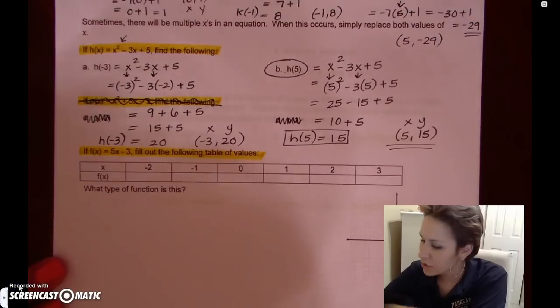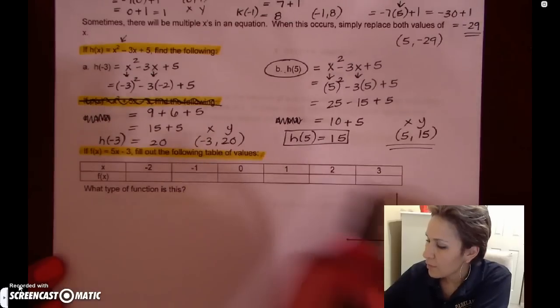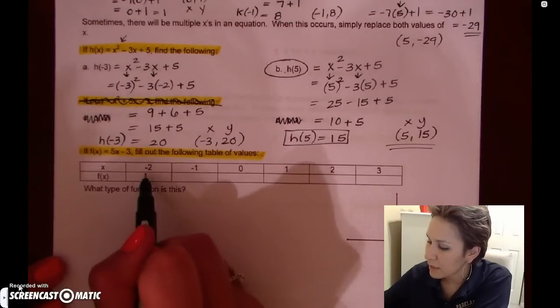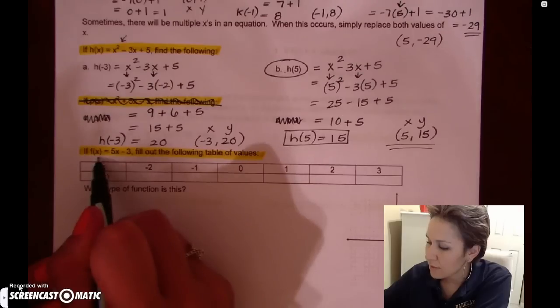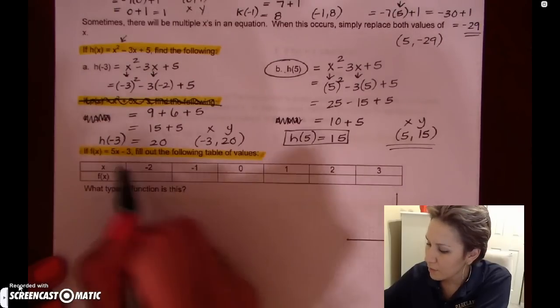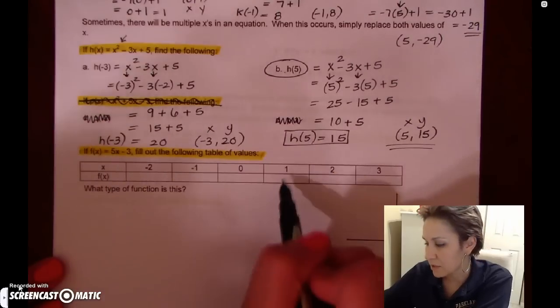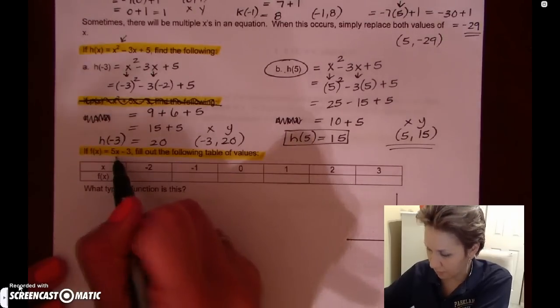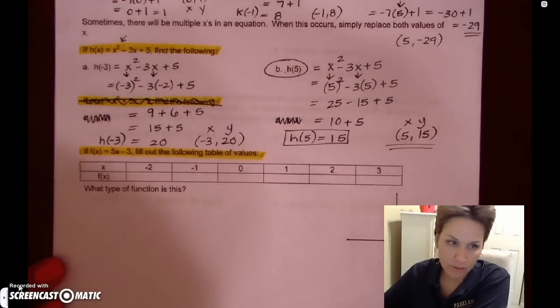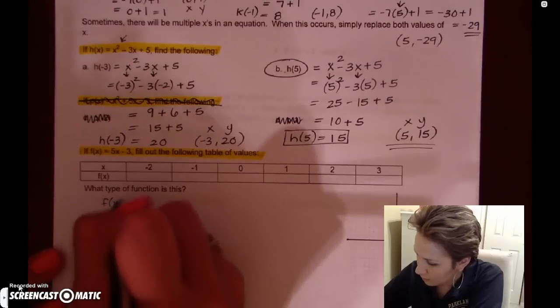Okay, for this next question, it's going to be asking you to fill out the table of values. So we're going to plug in negative 2 into f of x equals 5x minus 3. We're going to plug in negative 1 wherever we see an x for that function. We're going to plug in 0, 1, 2 and 3, and so on. Okay? So I'm going to show you slowly the first one, and then I'm going to go a little bit faster.